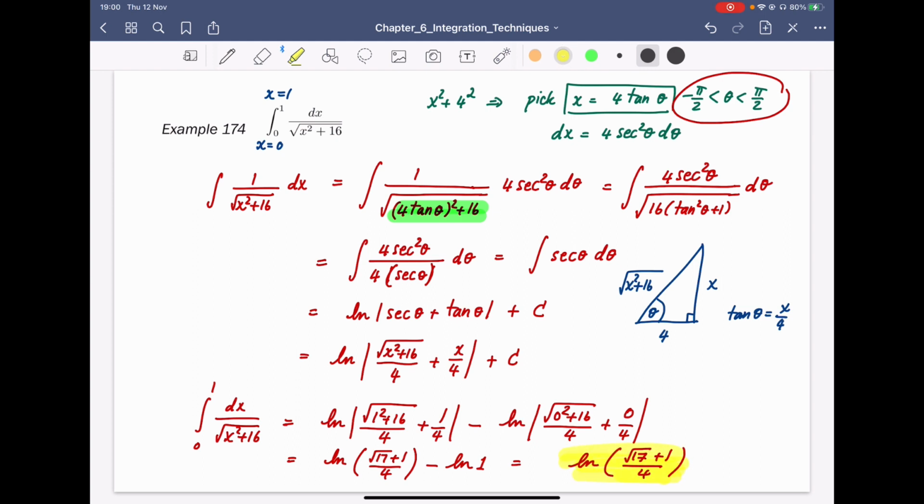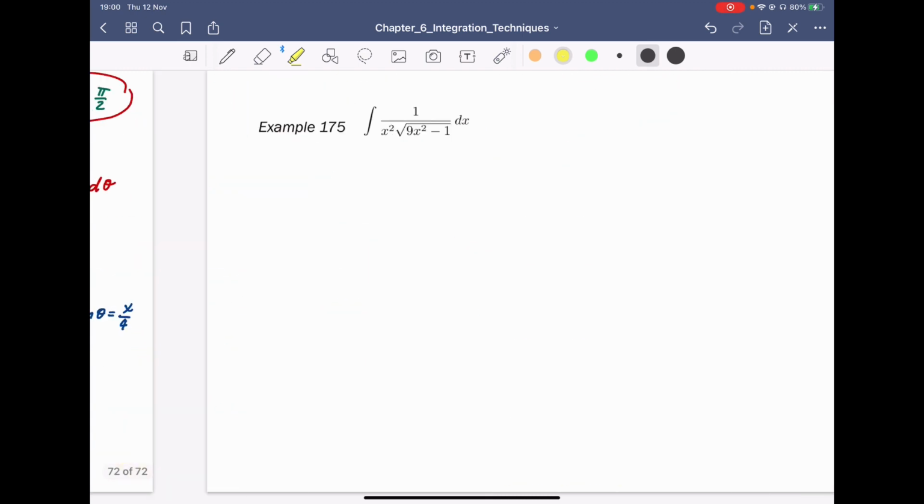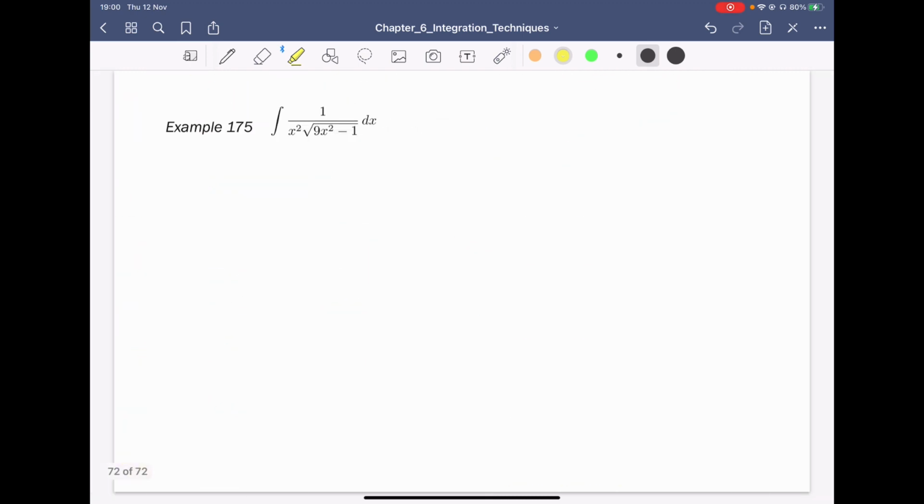All right, sounds good. So the last question for this series is going to be example 175. This is still trigonometric substitution, so let's see how it works. For this question, this is an interesting question. We are going to do a trigonometric substitution.